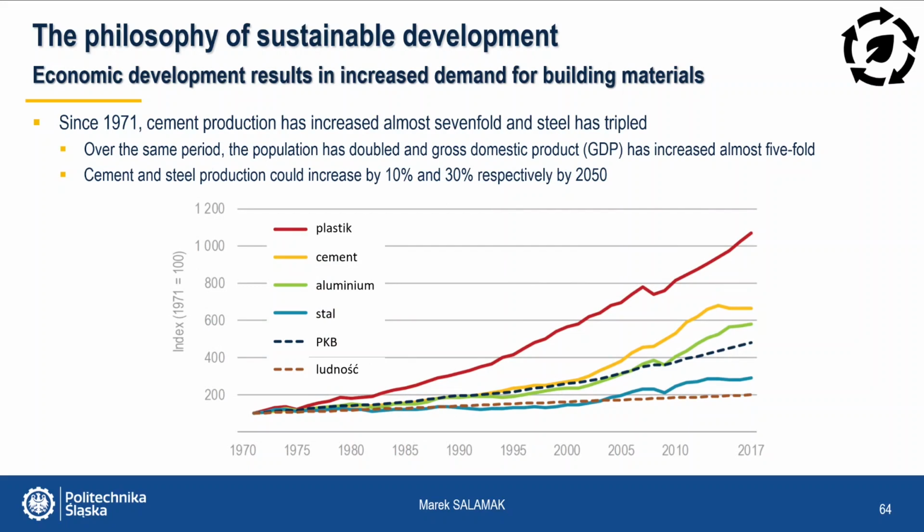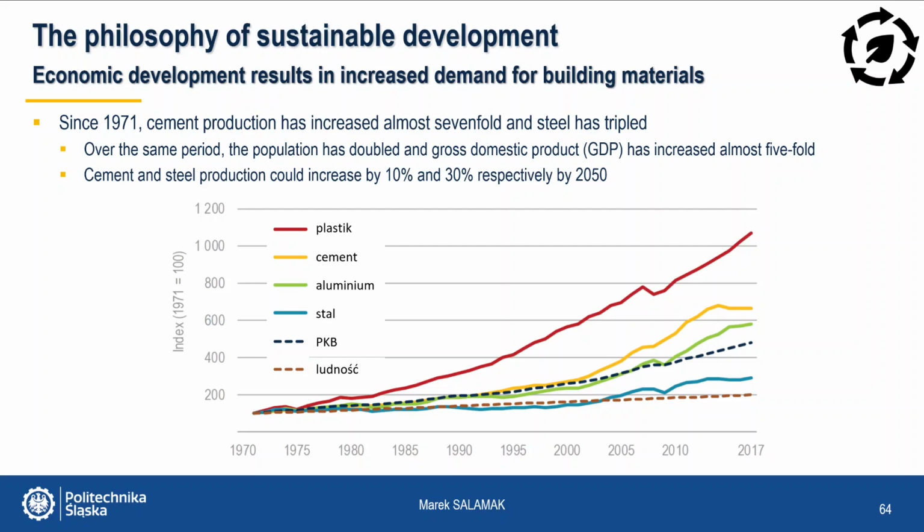Economic development is always accompanied by a growing demand for building materials and an increase in energy consumption. Of course, a side effect is the emission of greenhouse gases, which mainly include CO2. Since 1971, the production of cement has increased almost sevenfold and steel production threefold. Over the same period, the population doubled and gross domestic product nearly fivefold.